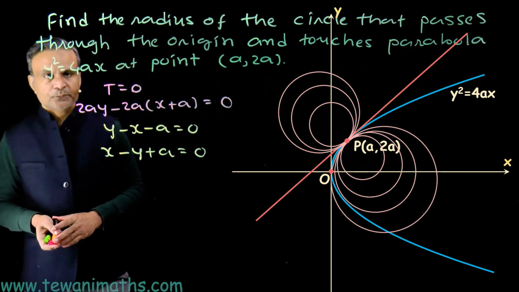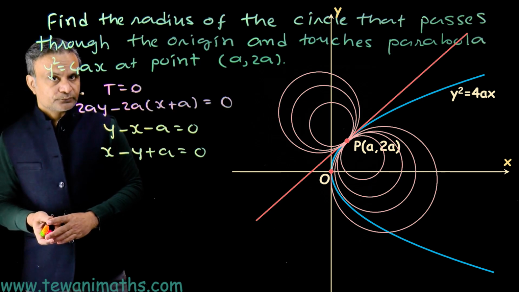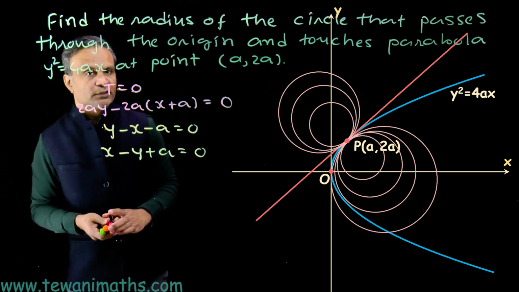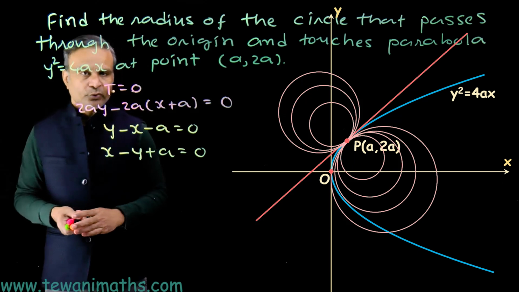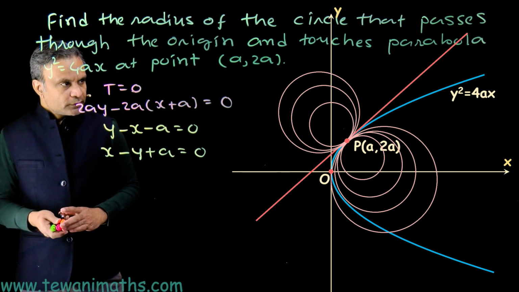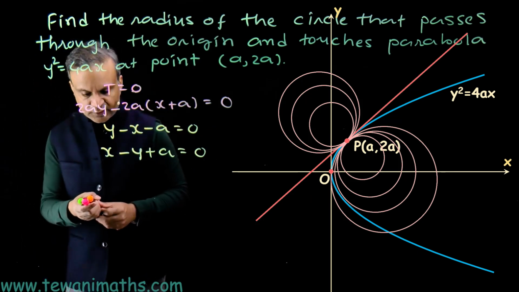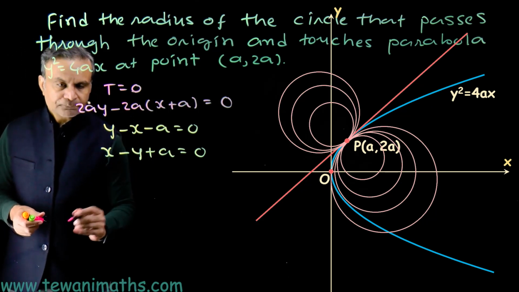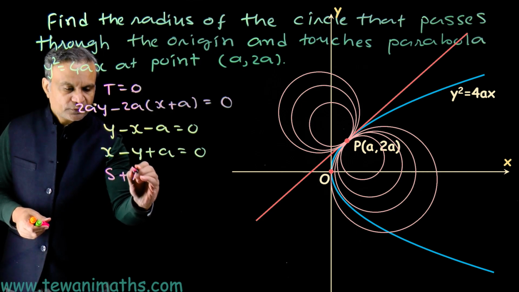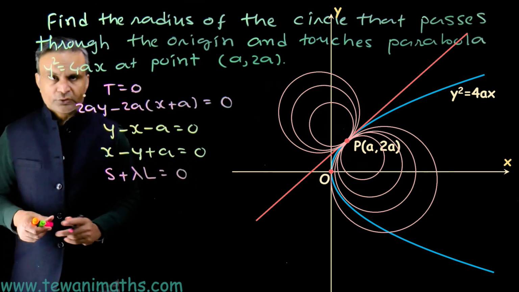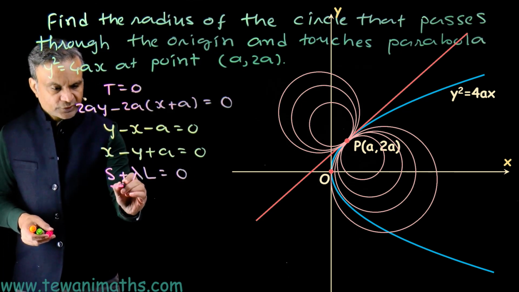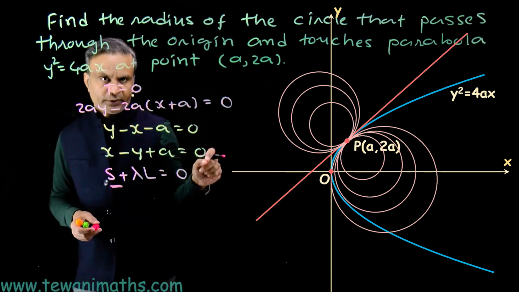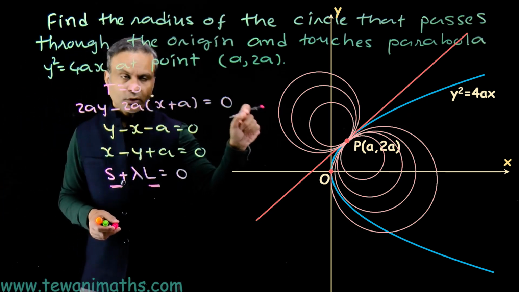What can we do? We can use concept of family of circles touching given line at given point. Equation of this family of circles will be, we have done this in circles. Equation will be S plus lambda L is equal to 0, where S is equal to 0 is equation of point circle at point P and L is equal to 0 is equation of tangent line.